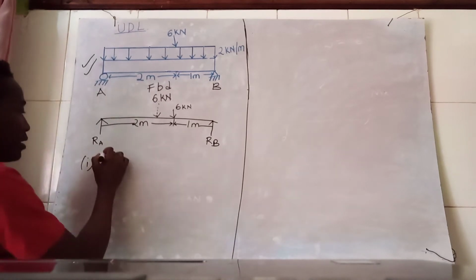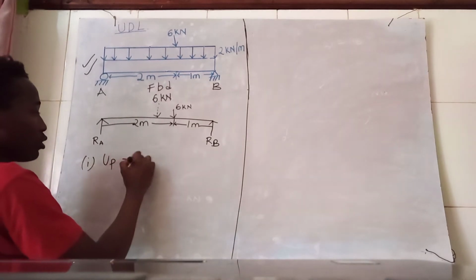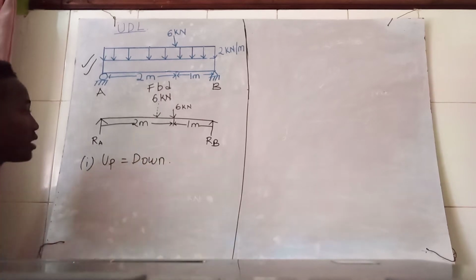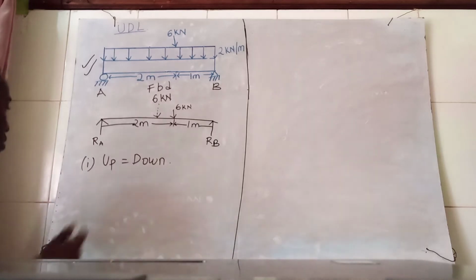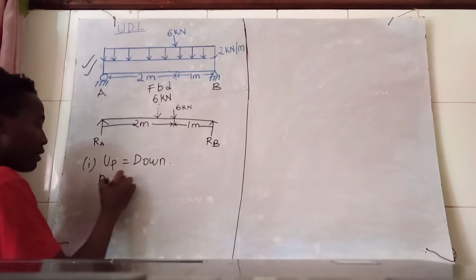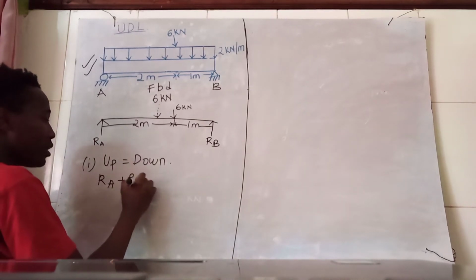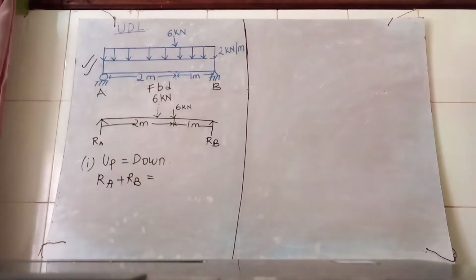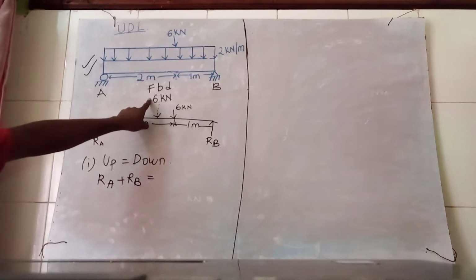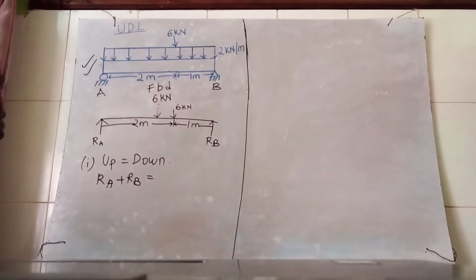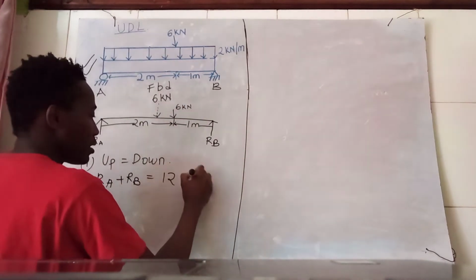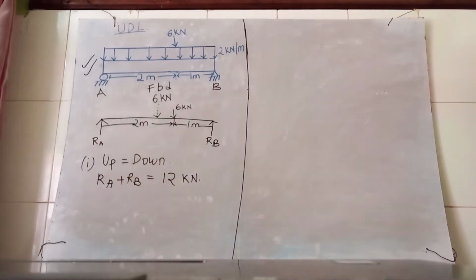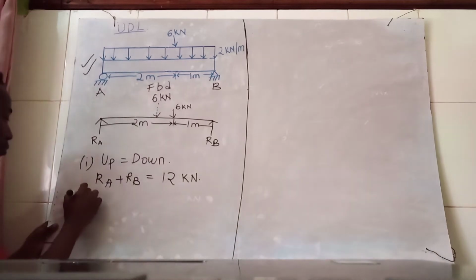First, upward forces are equal to downward forces. The forces acting upward are RA and RB, so the sum of RA plus RB. Forces acting downwards are 6 kilonewtons and 6 kilonewtons. 6 plus 6 is 12 kilonewtons.